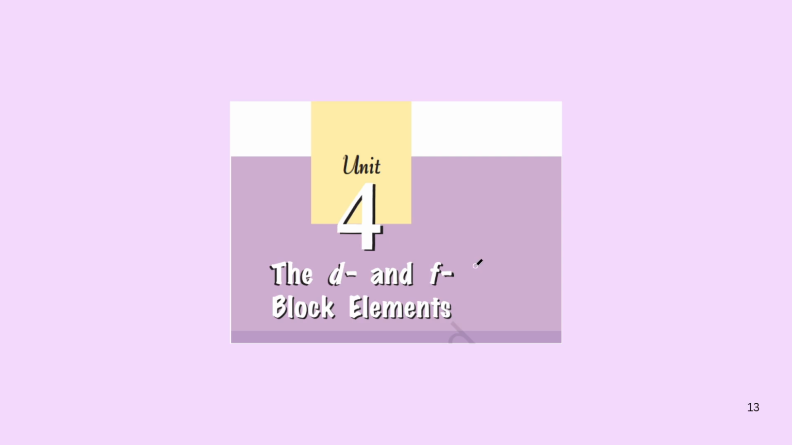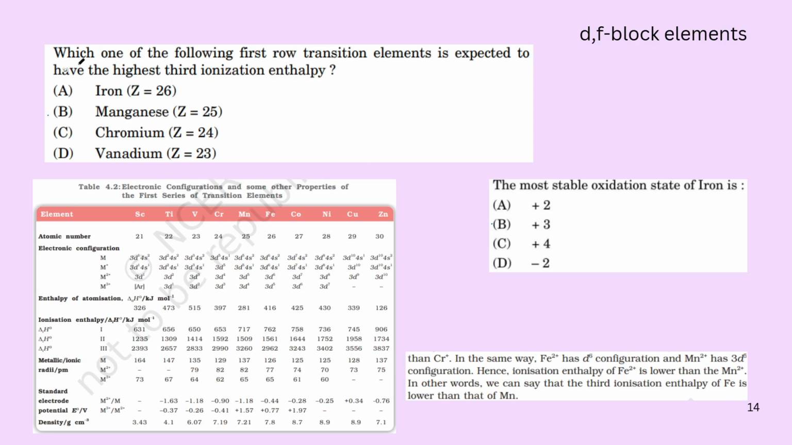I'm really glad. So the D and F block elements: which of the following first row transition elements is expected to have the highest third ionization enthalpy? When we think about the third ionization enthalpy, when it moves from M to M plus, that is going to be the first ionization enthalpy. The second ionization is going to be M plus to M2 plus. So this transition is the second ionization enthalpy. M2 plus to M3 plus is going to be the third ionization enthalpy. That is what you need to remember.